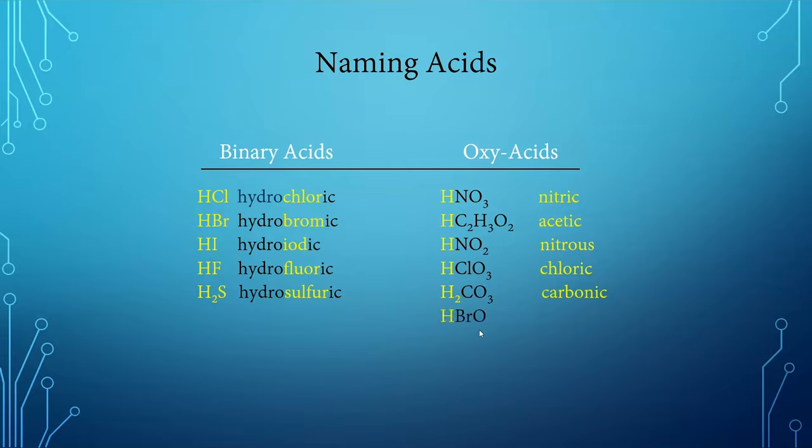HBrO. BrO is the hypobromite ion, so it becomes hypobromous acid. So if it ends with ite, OUS, if it ends with ate, IC. So you can take any of the polyatomic ions that we learned back in chapter 3, and then you can convert those to the corresponding acid by simply adding enough hydrogen ions to balance out the charge. We put two hydrogens with the carbonate because it had a negative 2 charge. These other polyatomic ions all had a negative 1 charge. We only had to have one hydrogen. So sulfate with a negative 2 charge would take two hydrogens. Sulfate becomes sulfuric acid.